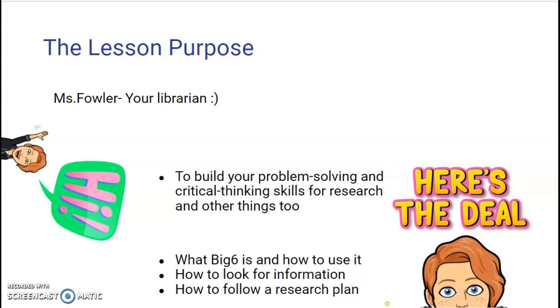Let's go back over what we said we were going to focus on for this lesson. We're going to build our problem solving and critical thinking skills by using the Big Six process. We talked about how we look for information and how to think through using a research plan.